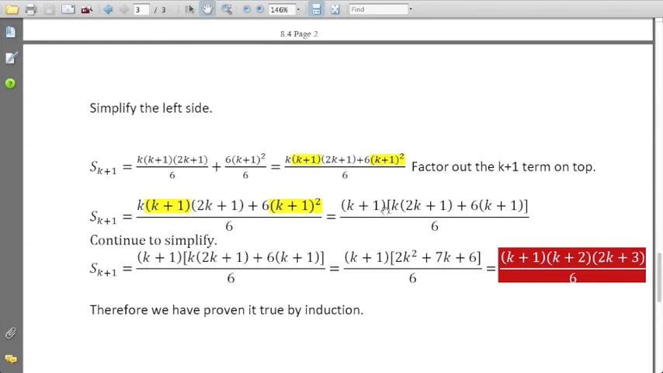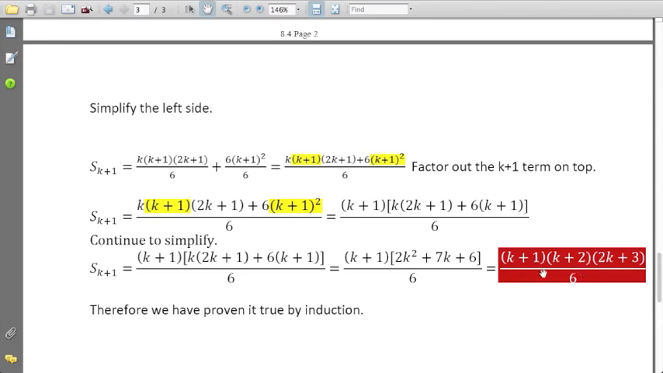When I factored it out, the first part's left with a k, a 2k plus 1, and then a 6 times only k plus 1, not the squared part. And you see that left right here. The next step is when I simplified the inside. I went ahead and FOILed all that together. This is a copy of this, and I just brought this last step down over here. I multiplied through here, and I got 2k squared plus 7k plus 6. If you factor this expression, you're going to get k plus 2 times 2k plus 3.